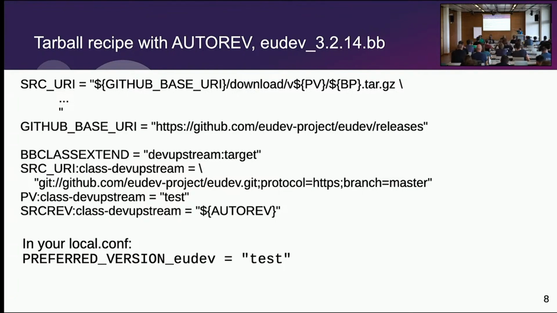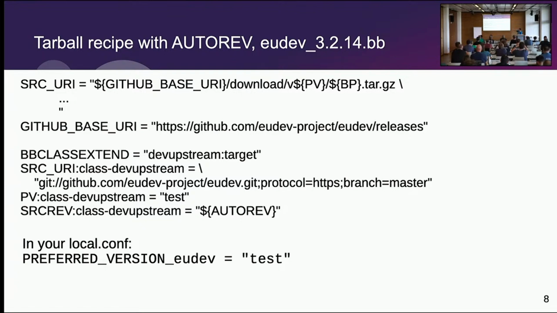In order to use that, you have to use BBCLASSEXTEND with devupstream:target, and then for this specific class set the URL of the version control. If I'm not mistaken, probably only Git is supported right now, but I need to look it up. Yeah, that's right. Good. And then you also set the source revision. It does not have to be AUTOREV. That can be set to any other fixed revision that is going to be used with that source URI.